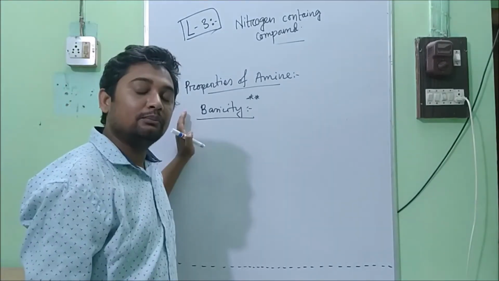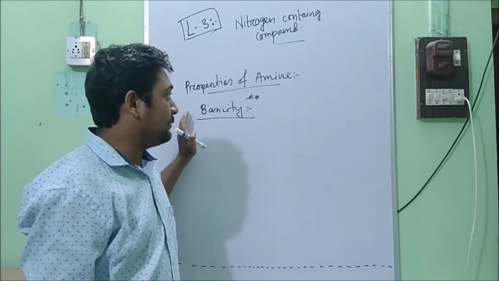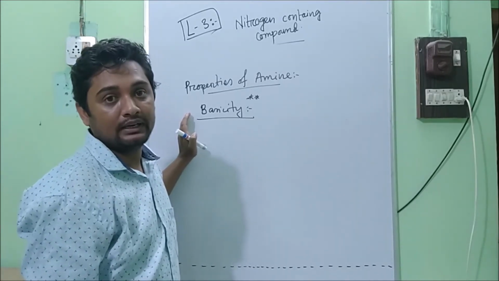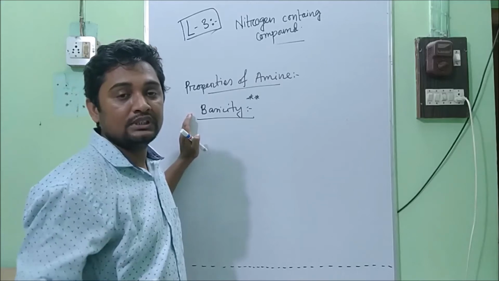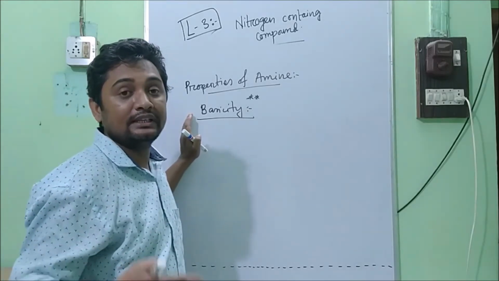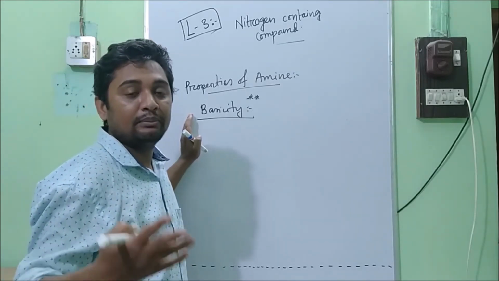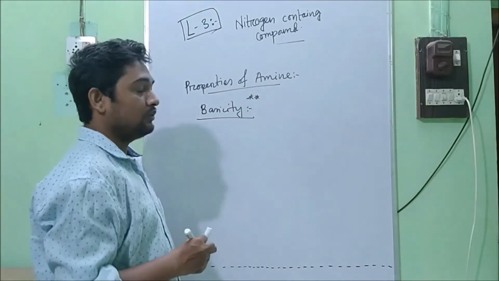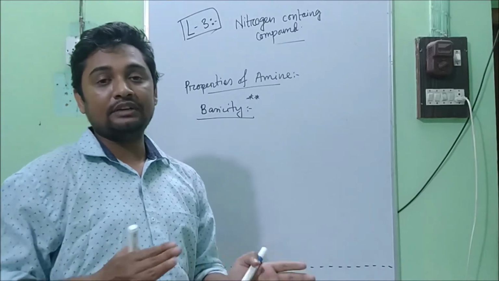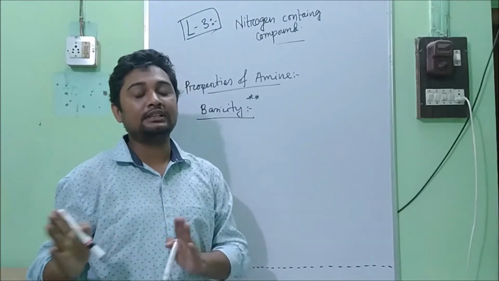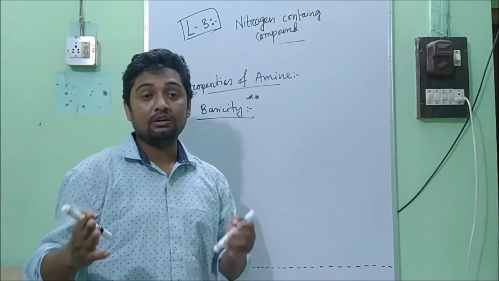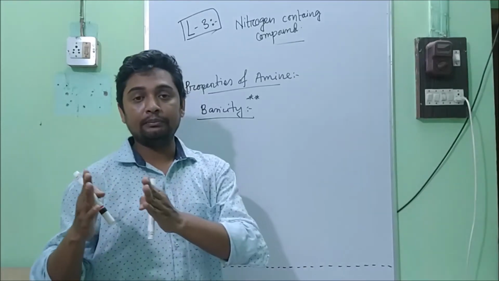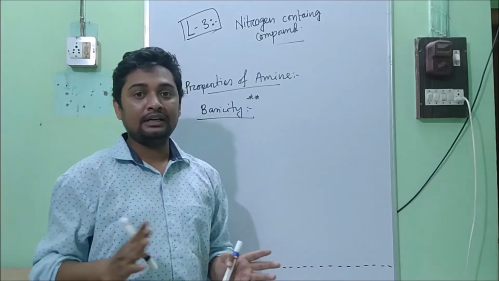The most important property of amines is that they are basic in nature. Why are they basic? Because they have a lone pair on the nitrogen atom, which they donate, and because of this donation of lone pair, they become basic in nature. Now we will compare among different kinds of amines, like 1 degree, 2 degree, 3 degree amines, to see which are more basic. We will compare aromatic with aliphatic compounds. Now let's see.